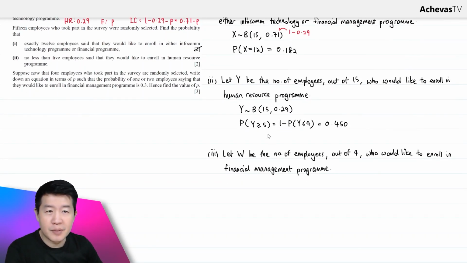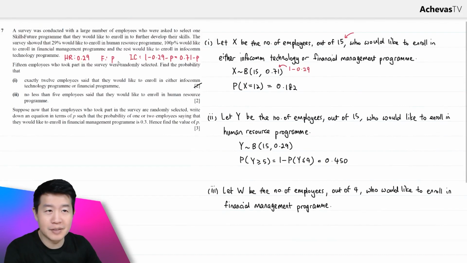Next, suppose that now we are looking at 4 employees. So out of 4 employees, the probability of success is still going to be P. We are going to be writing down an equation in terms of P. P is the probability that someone is going to be enrolling in the finance management program. And the probability of either 1 or 2 employees saying that they are going to be enrolling in the financial program is 0.3. I want to try to write down an equation in terms of P and then try to find the value of P.